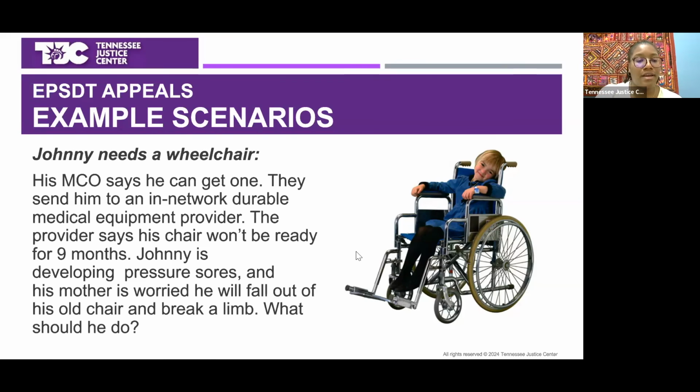And so we want to make sure that TennCare or United or any of those MCOs aren't making decisions that will worsen the health condition of a child. So this is a perfect scenario where, sure, the chair was approved, but it won't be ready for 9 months. That delay would be disastrous for Johnny. And that's enough to file an appeal and pursue getting the wheelchair earlier.